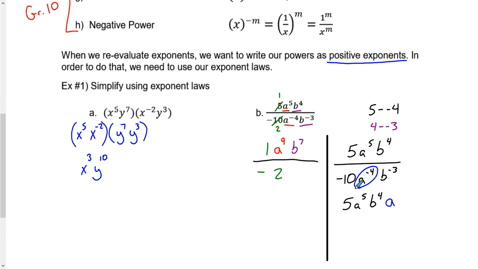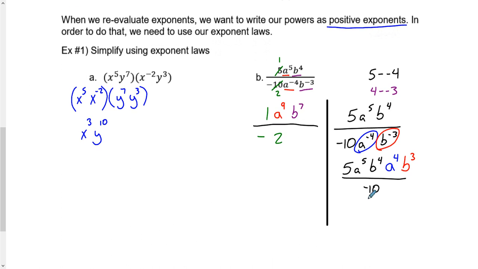The reciprocal of something in our denominator is actually putting it in our numerator, which means that this b to the power of -3, also being in our denominator, the reciprocal of a b in our denominator is actually a b in our numerator. And then continue on. The 5 and -10 still reduce to be 1 and the -2. So we're still going to have the 1. There we go.